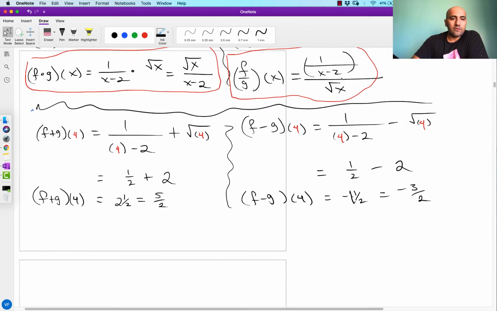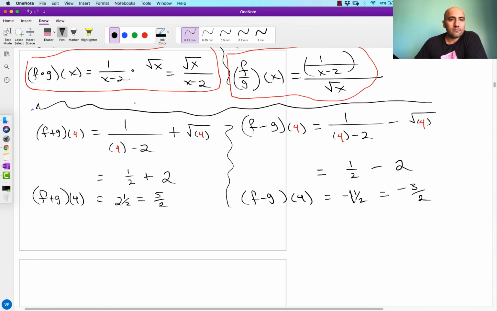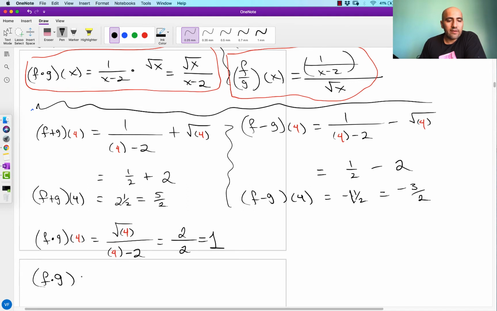And then I can do the others. So now let's do the product. So the product is f times g evaluated at blank. And so that's going to be equal to square root of blank divided by blank minus 2. And we're inputting a 4. 4 goes there, 4 goes there, 4 goes there. So we end up with 2 divided by 2 equals 1. So that's f times g evaluated at 4. It's going to be equal to 1.